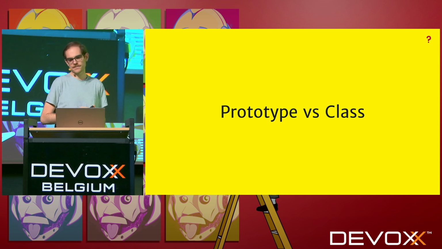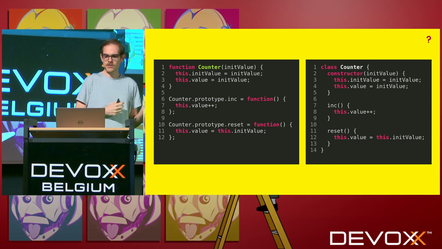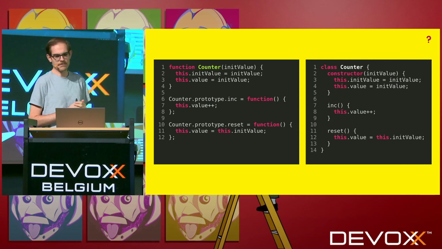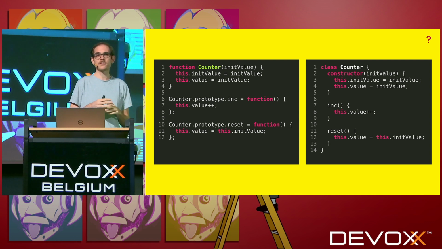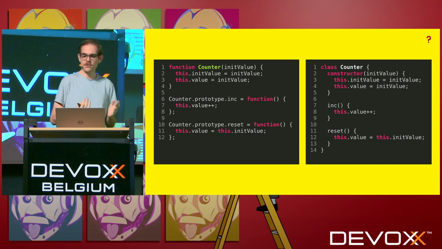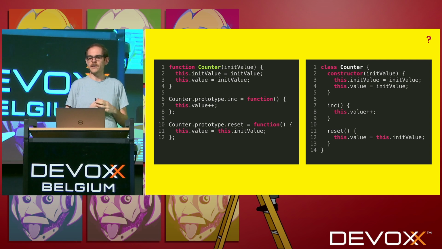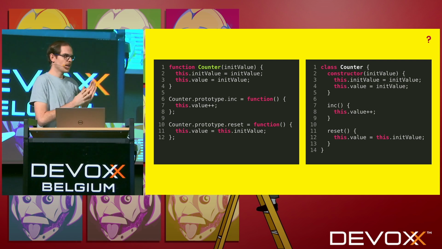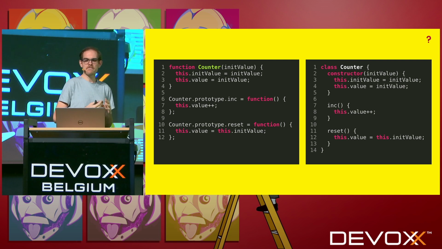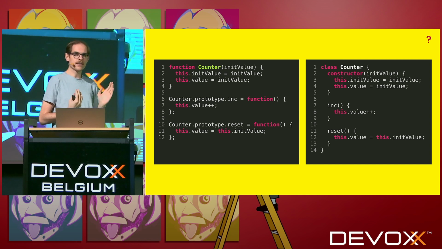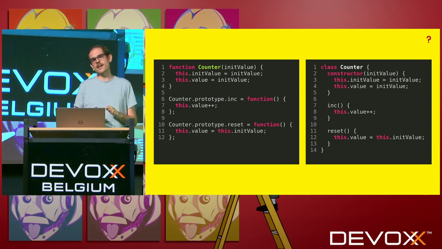Let's look at an example. Here's a simple counter written using prototypes on the left and classes on the right. We're going to be using this same example all over the talk, but it's a simple one. It's just a counter that gets an initial value in the constructor, and then it has 2 methods to increment the counter and to reset it to the initial value. If we compare these 2 examples, you can see that, okay, the class looks a little bit cleaner, but it's not such a dramatic difference, right? However, when you try to do inheritance with prototypes, things get much uglier and messier.